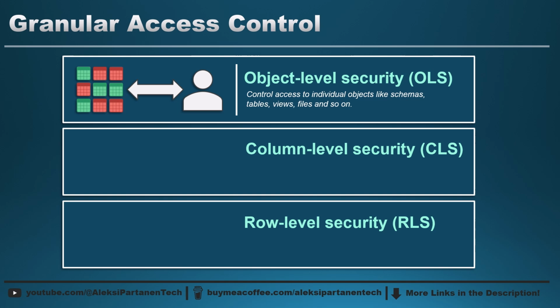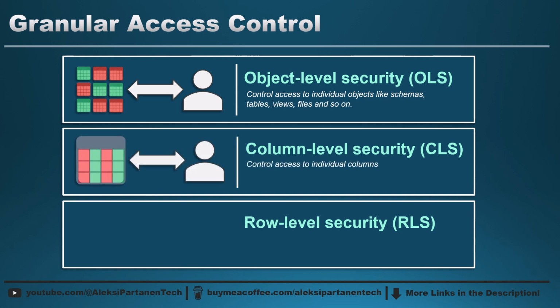Then we have column level security, or CLS. This allows you to hide specific columns inside a table. A common example would be hiding a salary or personal ID column while still letting the user see the rest of the table. So the user can query the table, but they will only see the columns they are allowed to see.